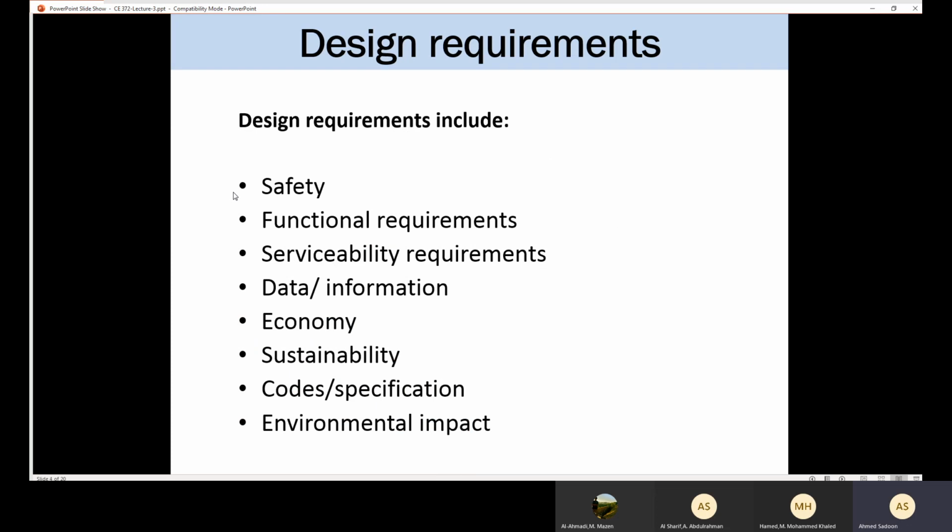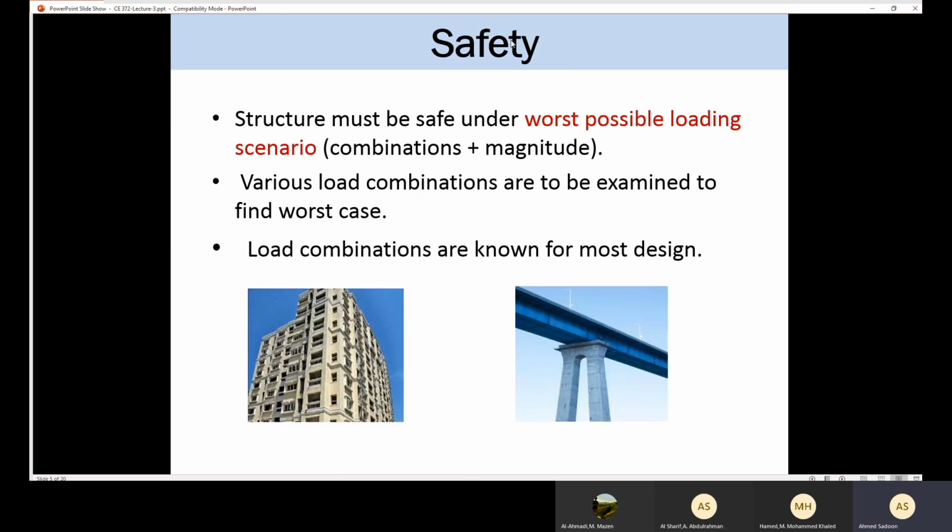So now let's look at the first design requirement, the safety requirement. How to provide safety for your structure. Those who took reinforced concrete design went through the process of design under worst possible loading scenarios, which means you are going to have various load combinations. They should be examined to find the worst case.